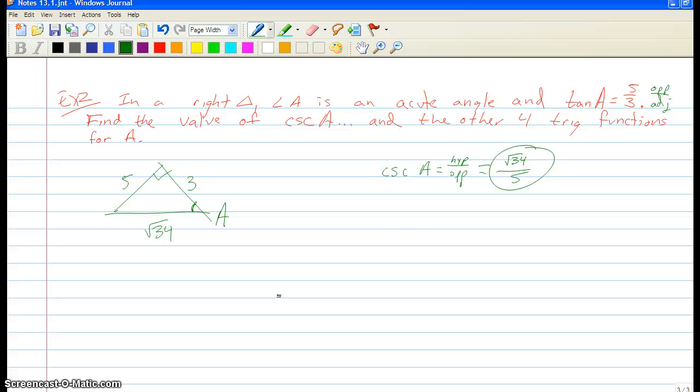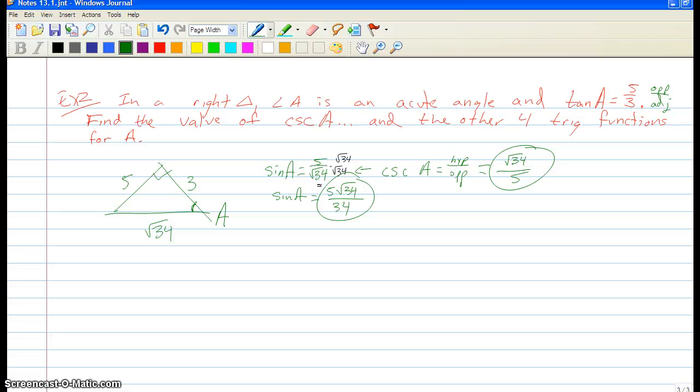We can use that to get our sine of A, correct? Not the inverse, but the reciprocal of that. So it's 5 over the square root 34, but we have an issue with writing it like that, don't we? Can't leave the radical in the denominator, so we have to rationalize it. We multiply numerator and denominator by the square root of 34. So we get sine of A equals 5 square root 34 over 34, sorry. There's our sine.